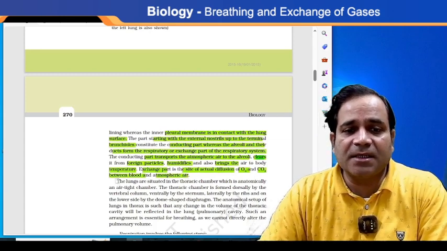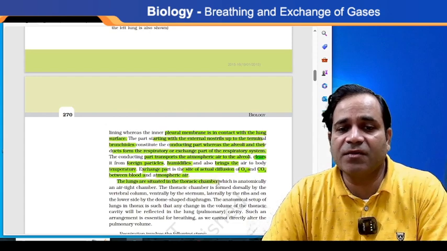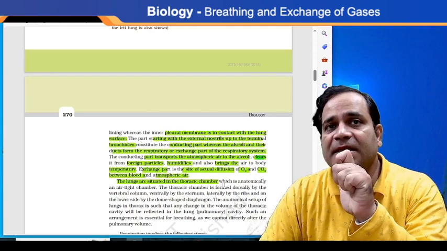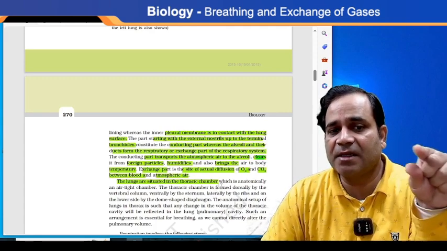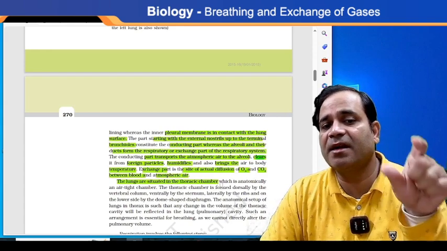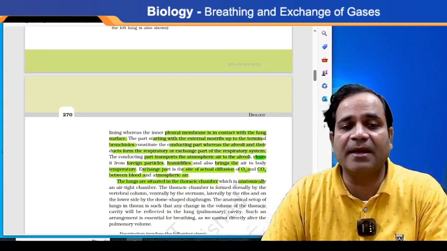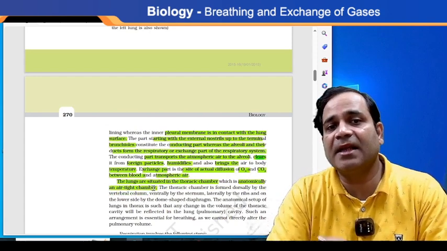Next, the lungs are situated in the thoracic chamber. If anybody asks you where the lungs are situated, then you say: the lungs are situated in the thoracic chamber. And that thoracic chamber is anatomically an air-tight chamber. What am I saying? It is an air-tight chamber.